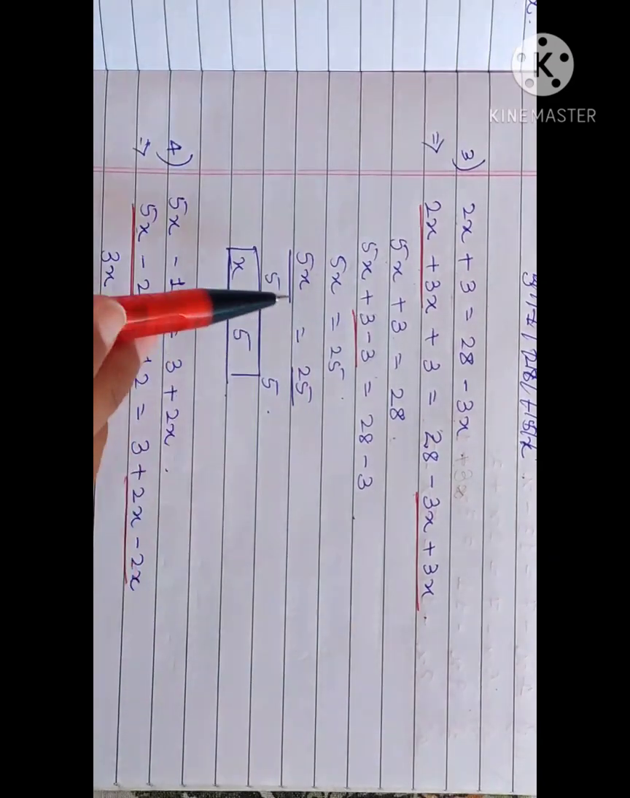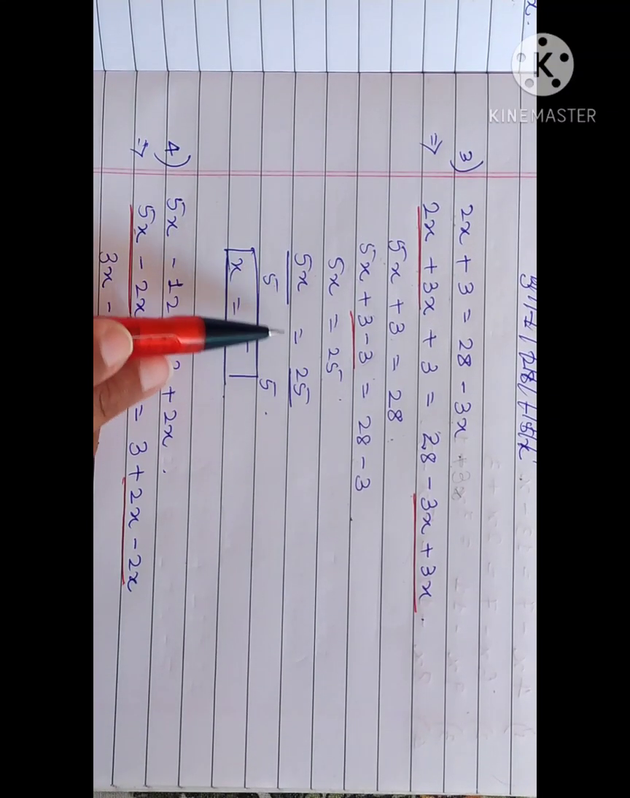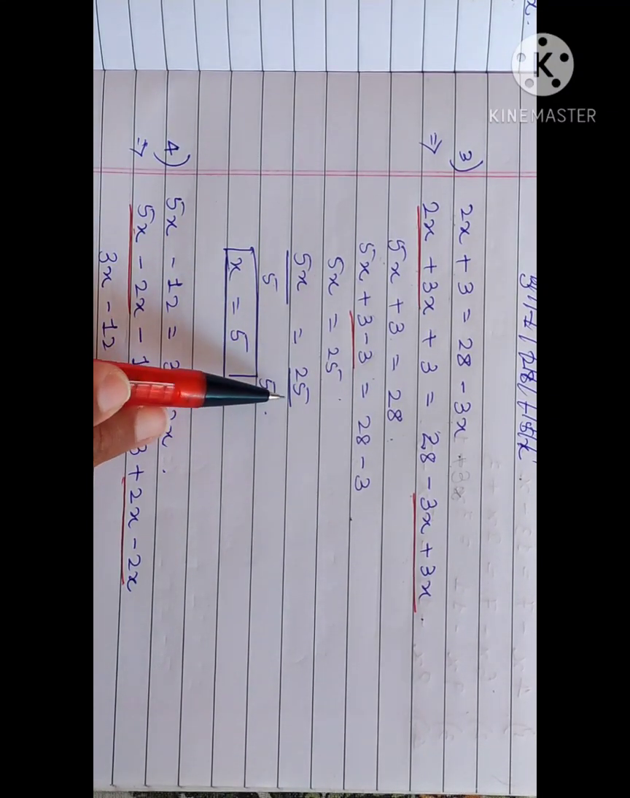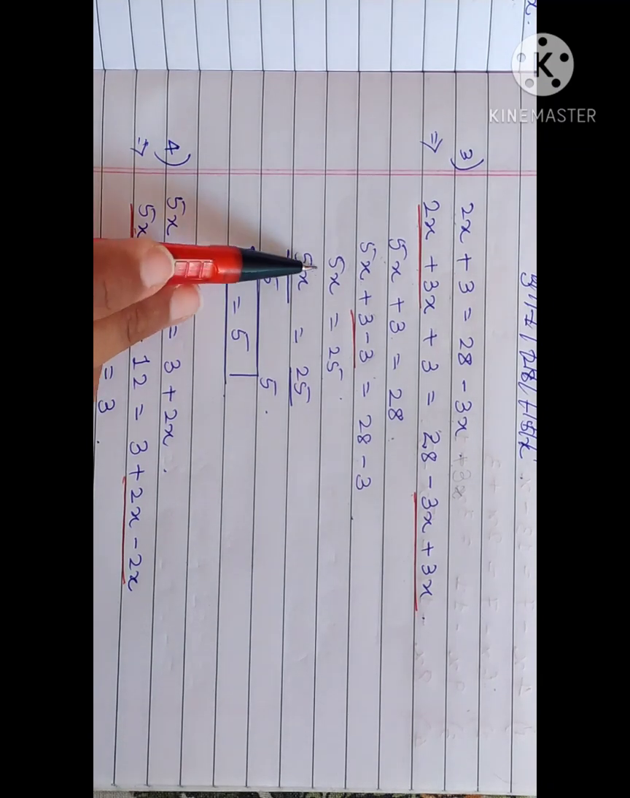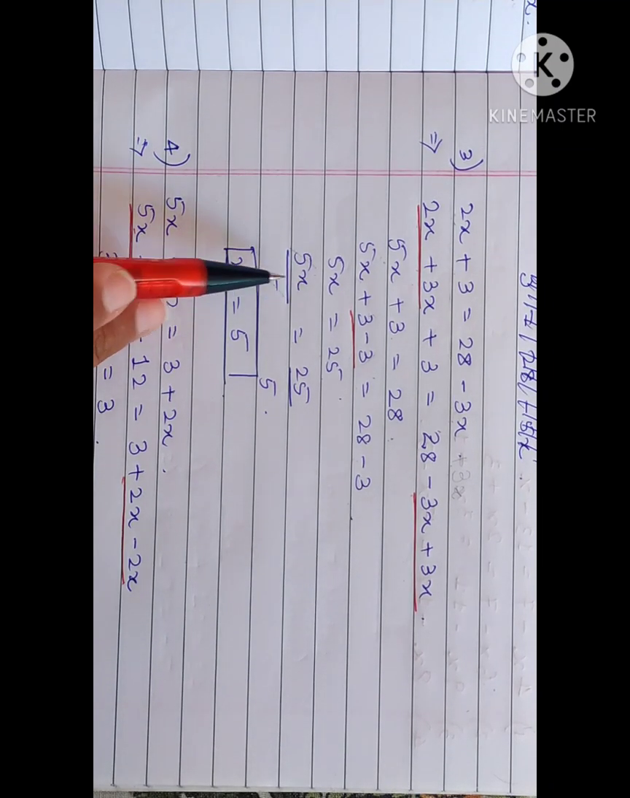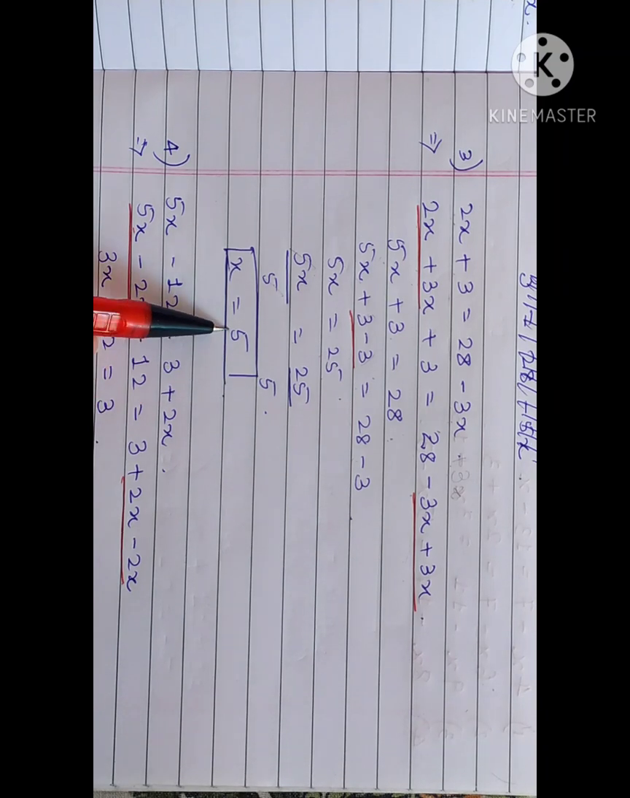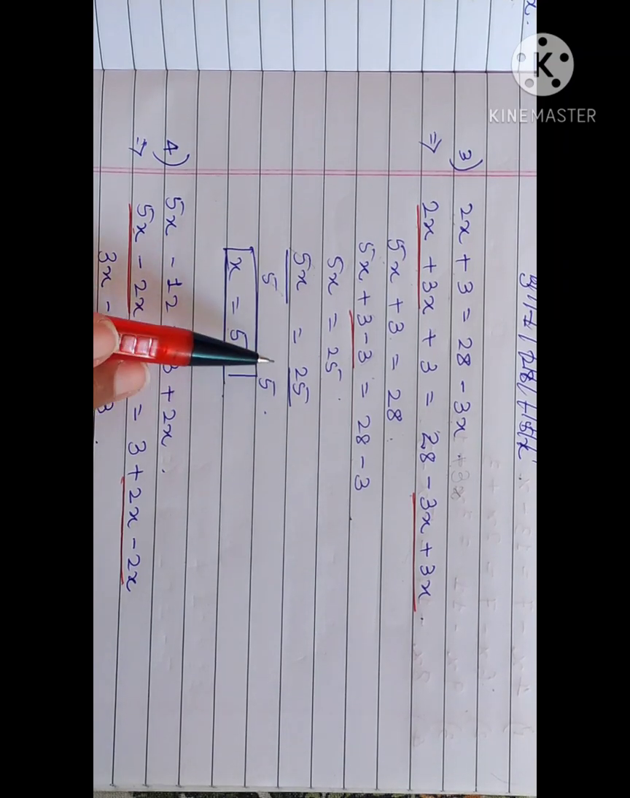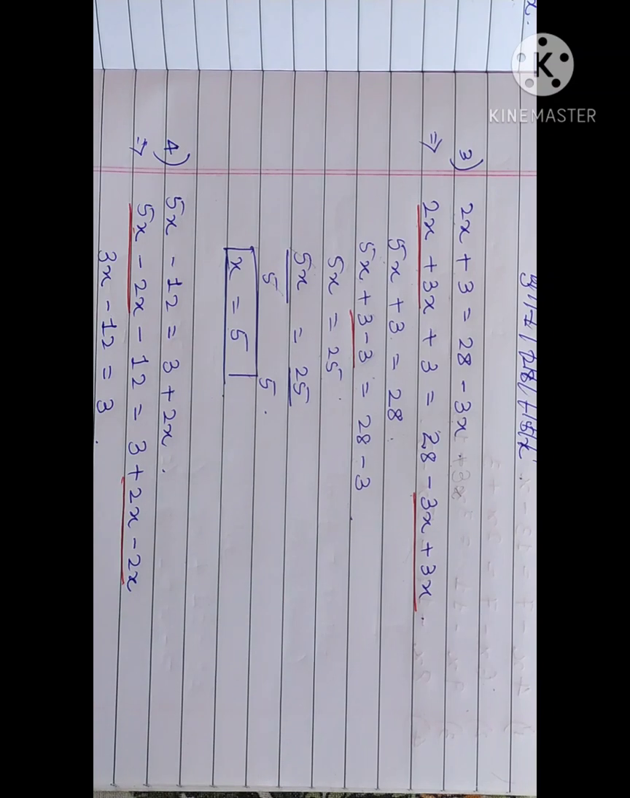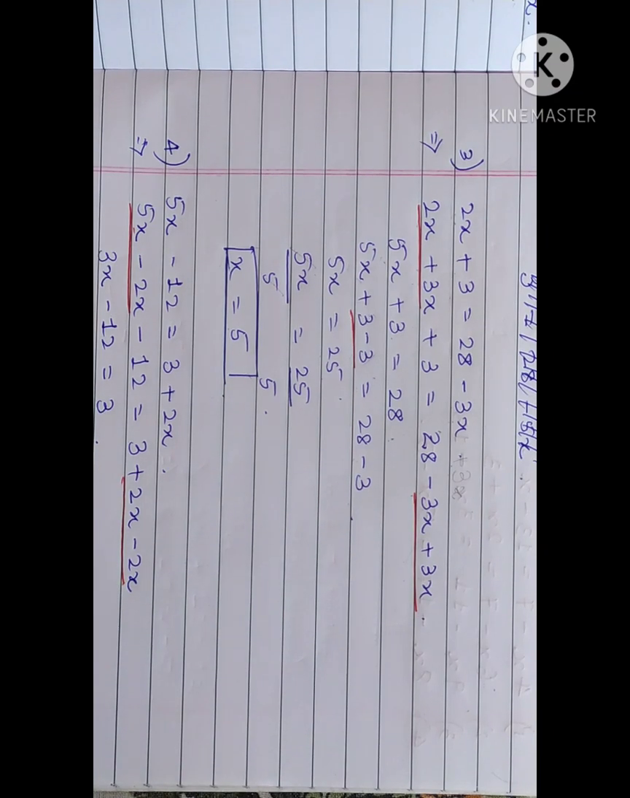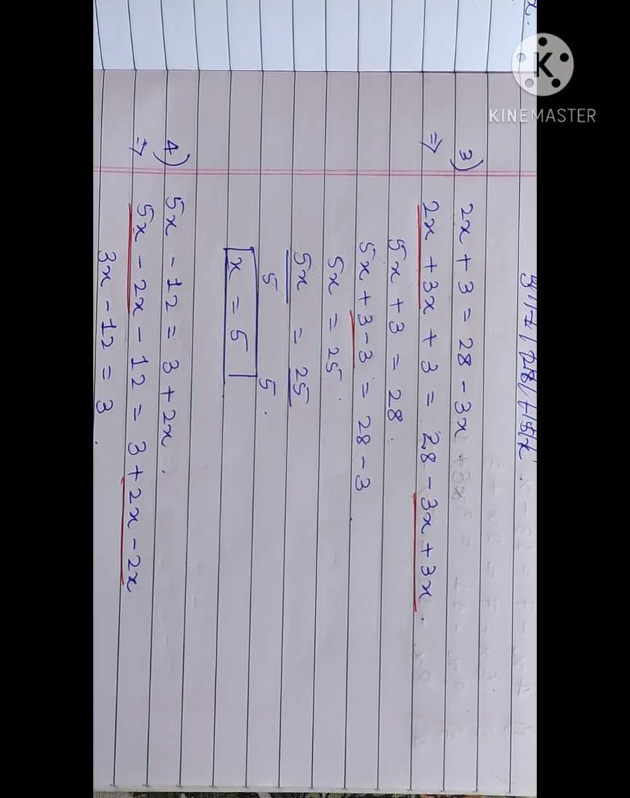So we get 5x divided by 5 is equal to 25 divided by 5. Now this 5 and this 5 will get cancelled, only x will remain, and 25 divided by 5 is equal to 5. 5 5s are 25. So the x value we got is 5. So the value of x is 5.